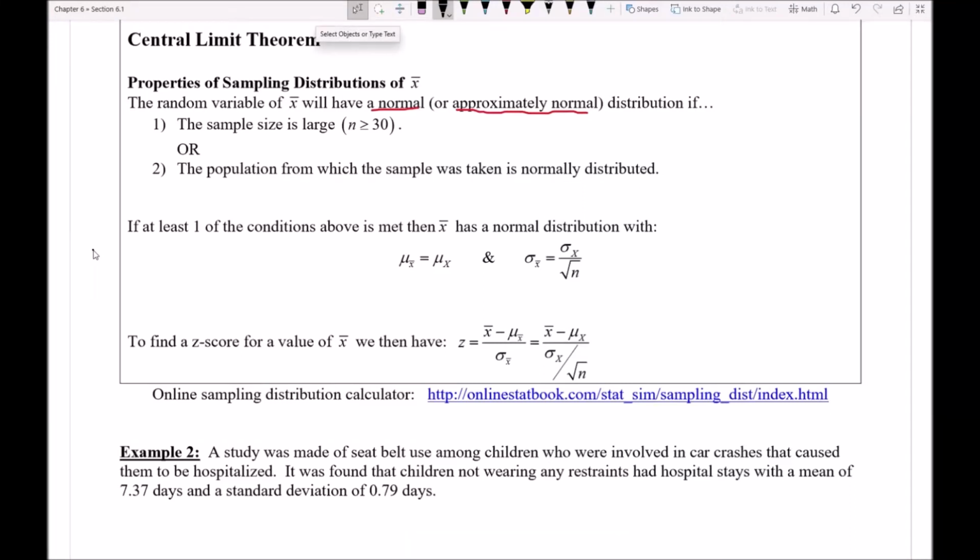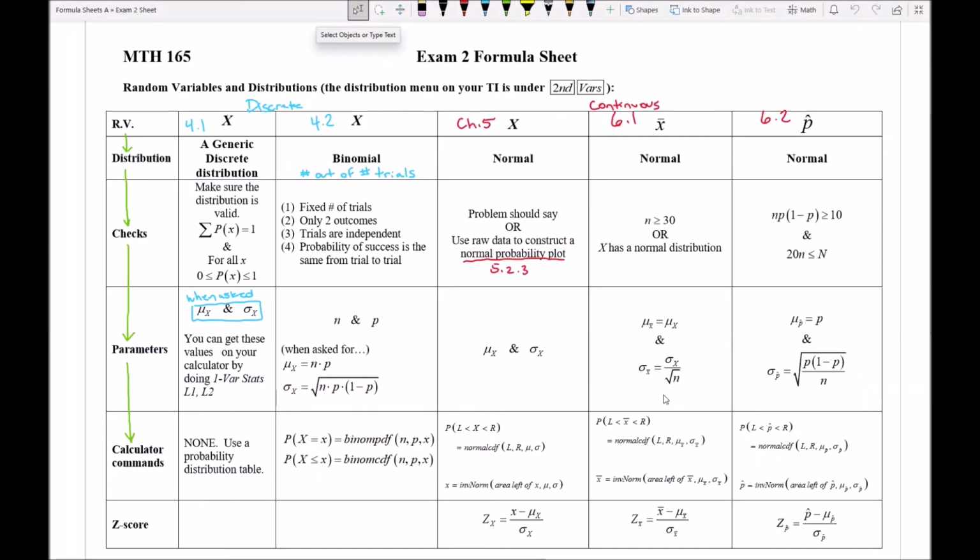So at the end of the last video, we took a look at this concept of what we call the central limit theorem, which gave us a broad overview of the sampling distribution of x bar and what was true about it. Now this box is not going to be anything that you have to have memorized, because it's all been summarized for us perfectly on our formula sheet here in this fourth column.